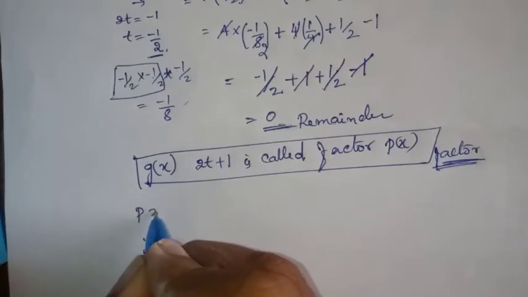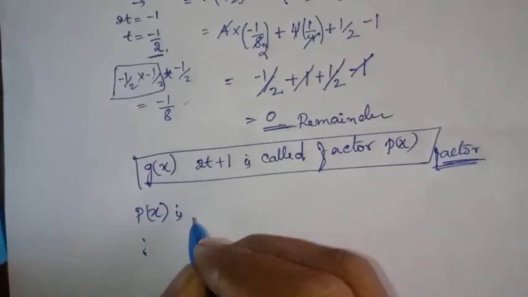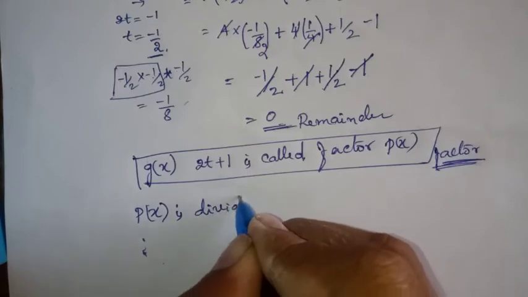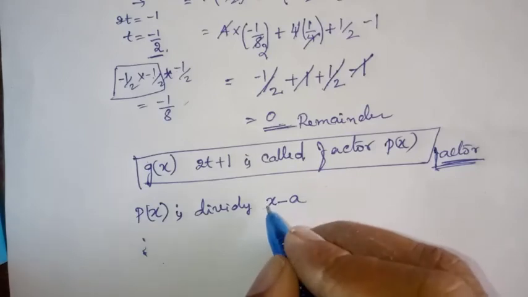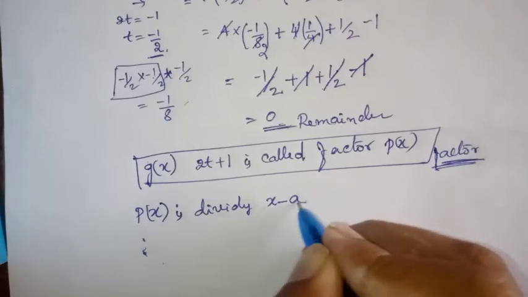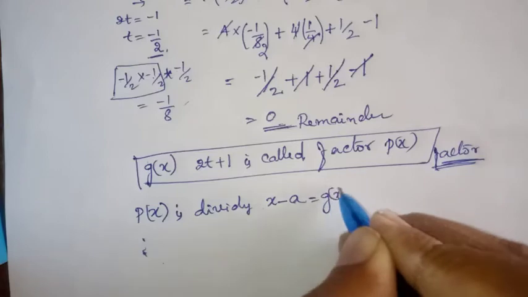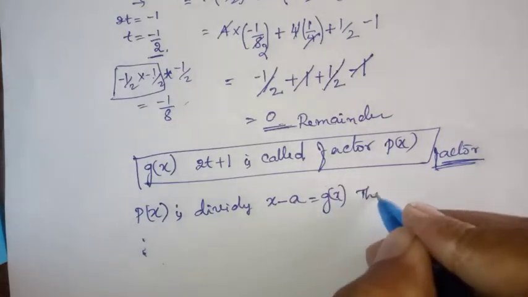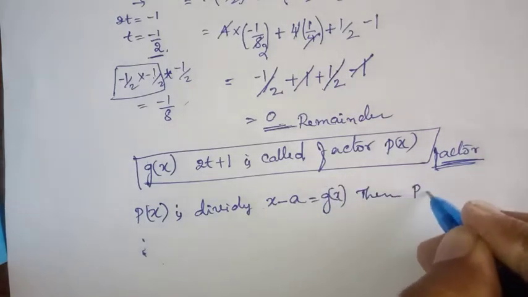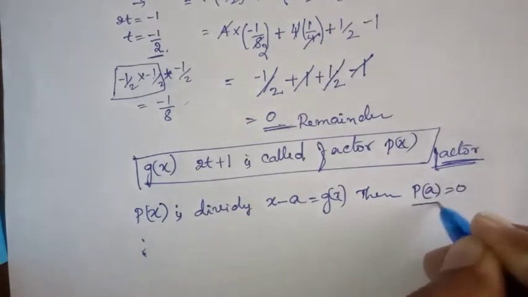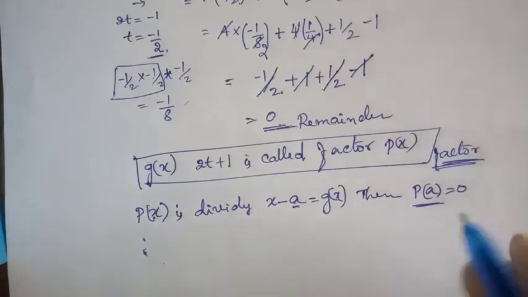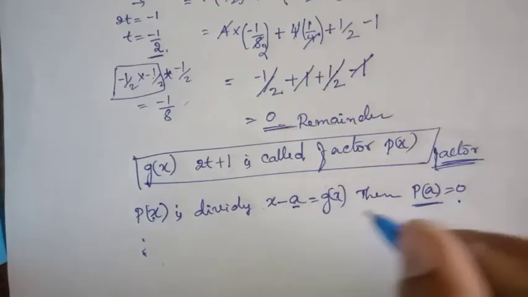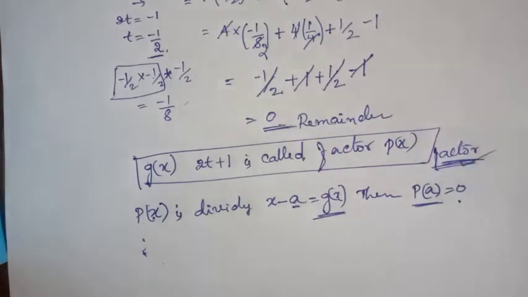Factor theorem means if p of x is a polynomial divided by a linear polynomial x minus a, if it is g of x, then the remainder is always equal to 0. Remainder always equal to 0 means if you substitute this value in this one, then the value of the polynomial should be equal to 0. Then this g of x is called a factor of the given polynomial.